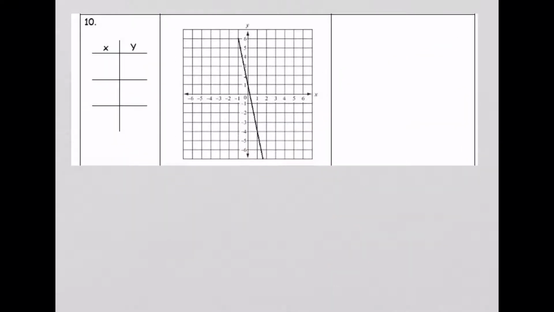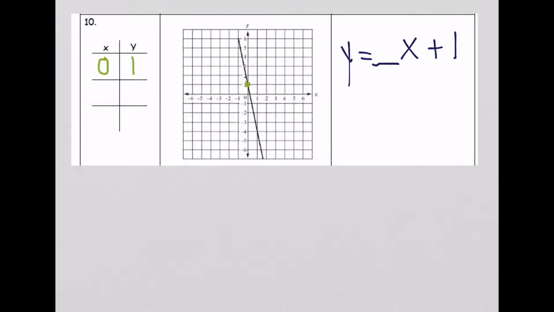Okay, number 10, we've been given the graph. Now we need an equation and a table. So maybe the table will help us get an equation. On my graph, I can see that it appears my y-intercept is right at 1. So when x is 0, y is 1. That's helpful because now I know that it's going to be y equals something x plus 1. And now I just have to figure out what goes here in my slope part.